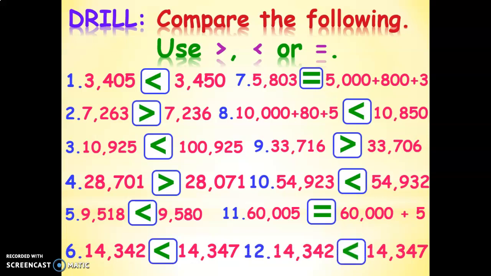Now, how many of these items were you able to answer correctly? Let's see the next part.